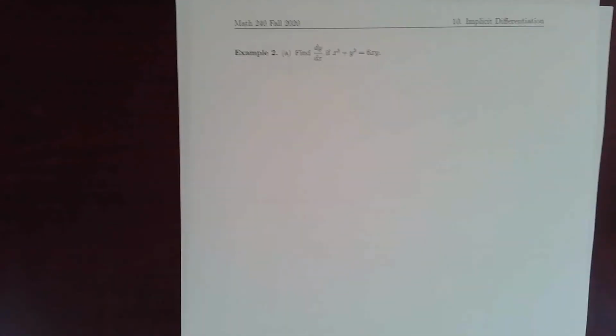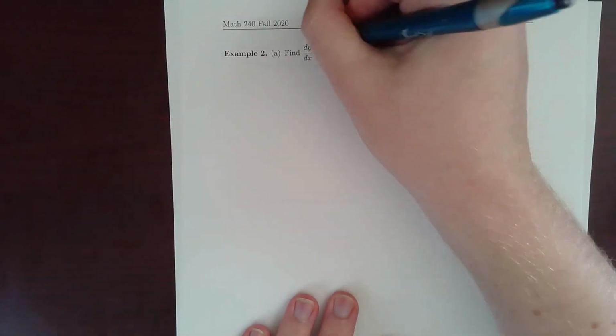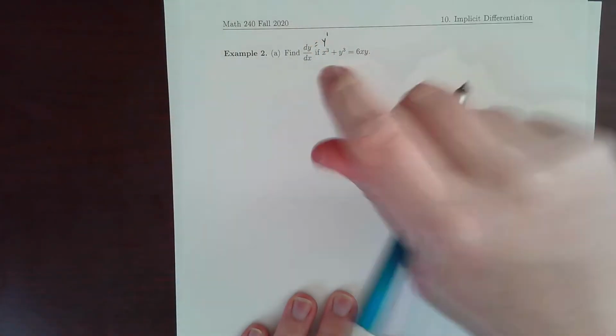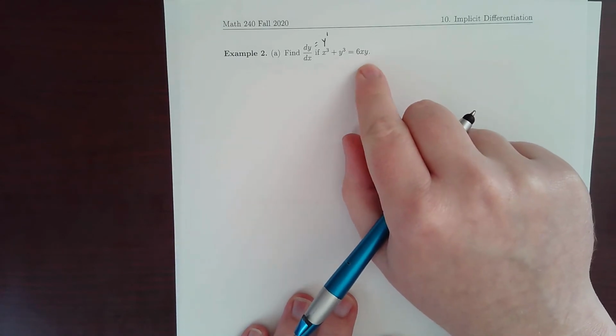We'll see a few more examples, and after these next two examples, we'll let you guys try some more examples as exercises. So let's say we wanted to find dy dx, which again is just y prime, if x cubed plus y cubed equals 6xy.